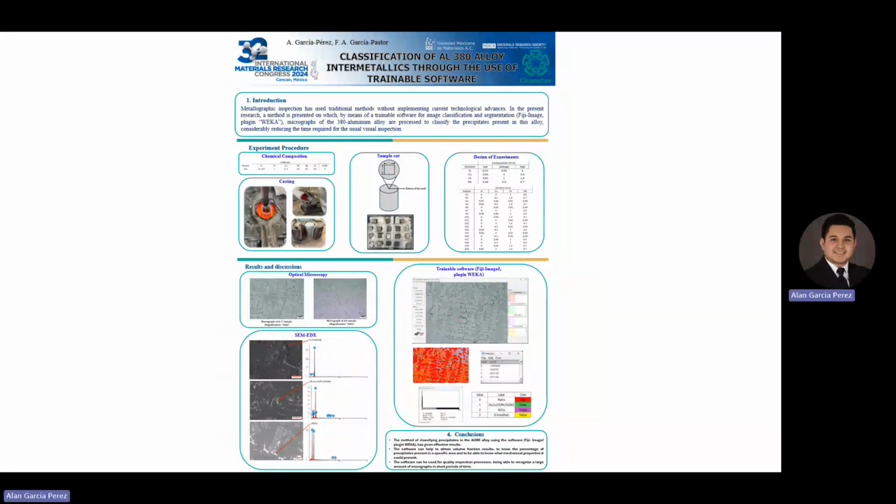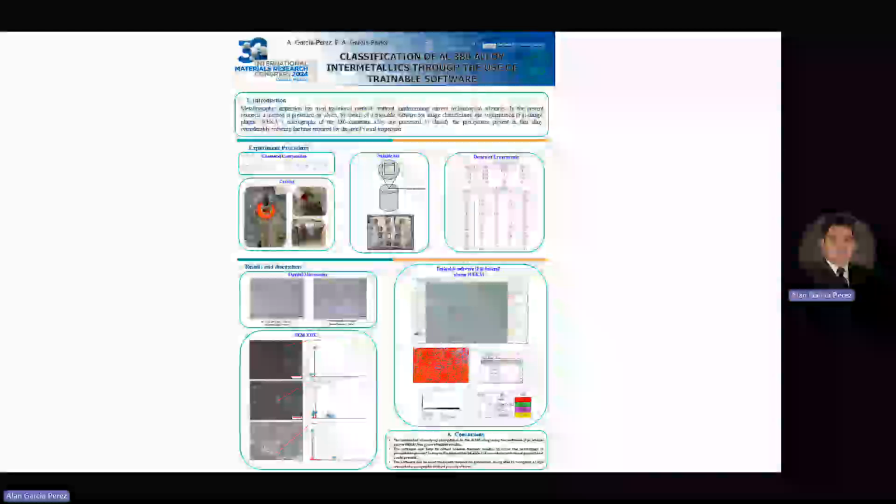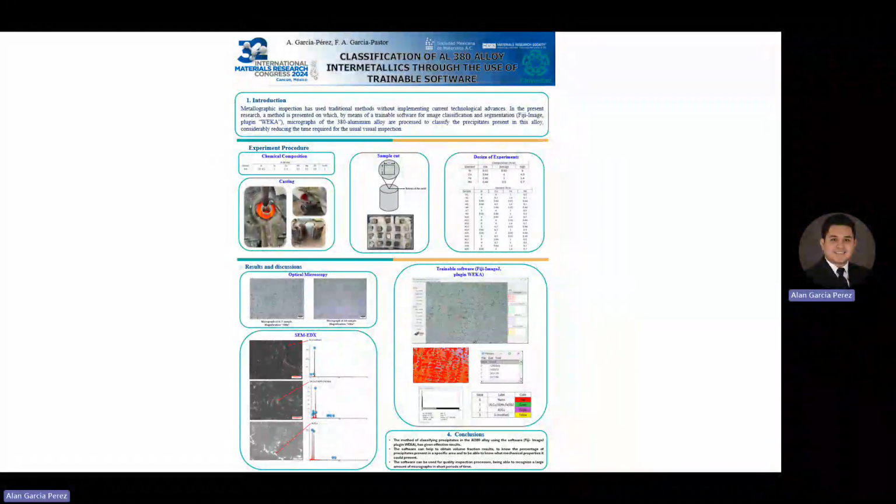Today, I'm going to talk about my research topic entitled Classification of 380 aluminum alloy intermetallics through the use of trainable software.